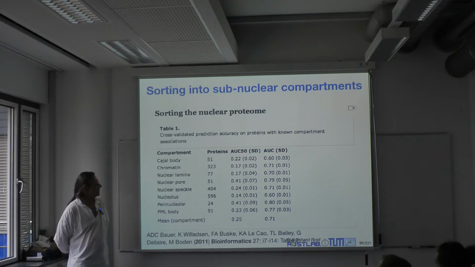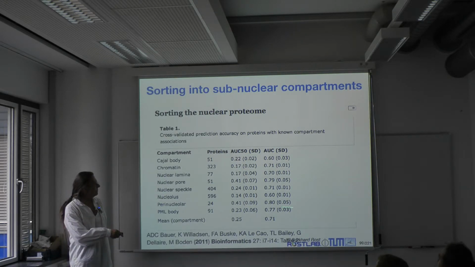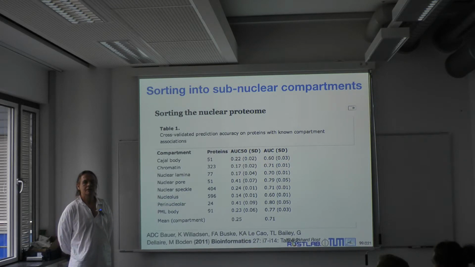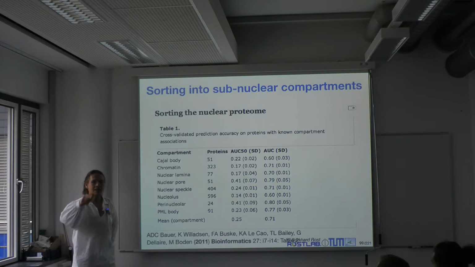Just look at the AUC and the numbers. Well, yeah, one thing that pops out is that for the perinucleolar and the nuclear pore, we have the smallest number of proteins in both cases, but the highest accuracy. Yes, that's exactly the point I meant.